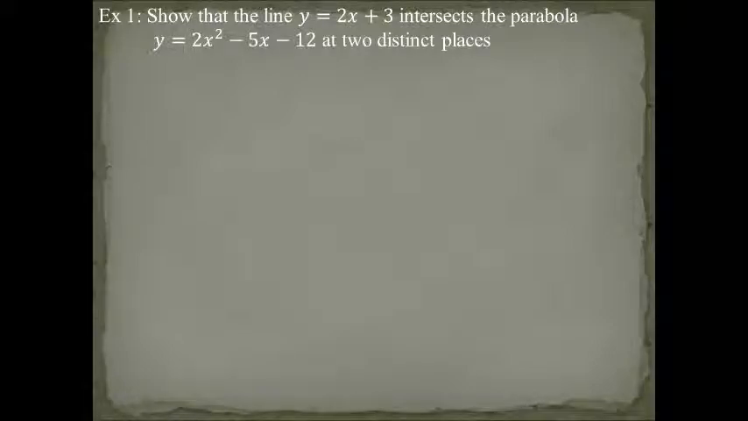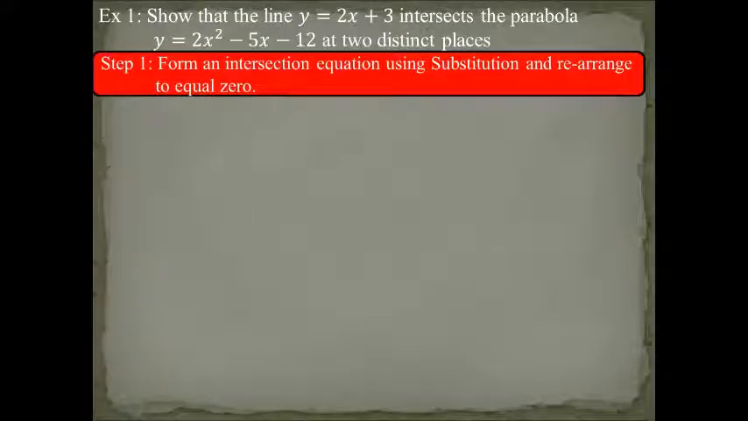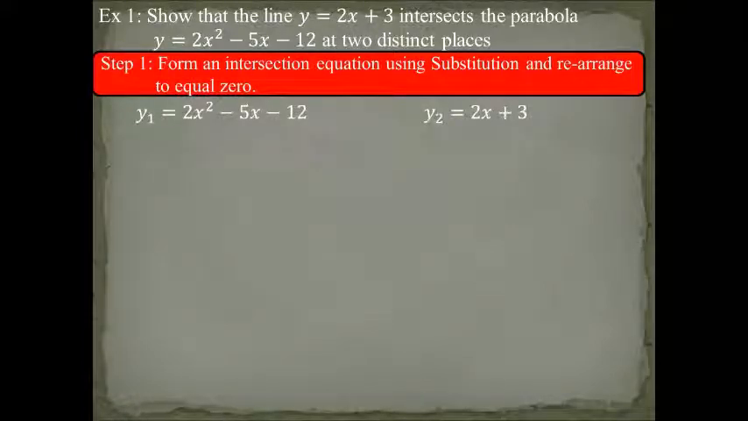Now, the trigger is: show a line intersects a parabola at two distinct points should be the trigger for I need to use the discriminant, and my discriminant needs to be greater than 0. So we need to form the intersection equation before we can do that. Use substitution and rearrange to equal 0. So we've got one equation being the parabola and one equation being the straight line. At the point of intersection, their y coordinates will be the same. So that's why we can write the algebraic statement y1 equals y2.